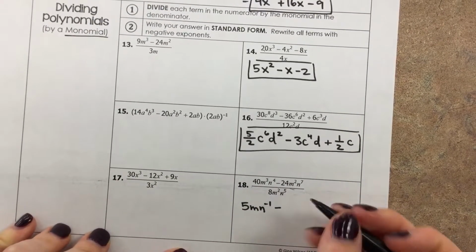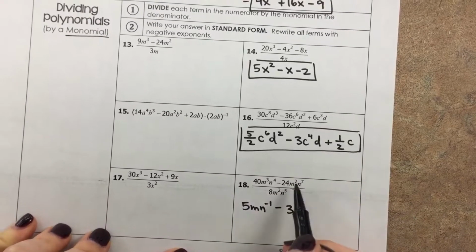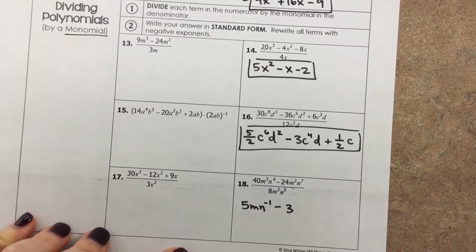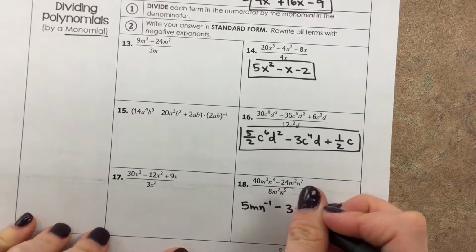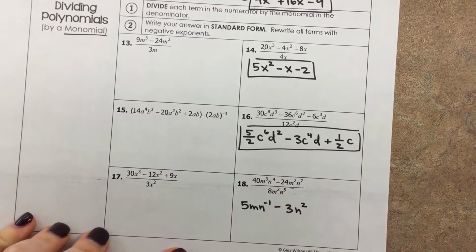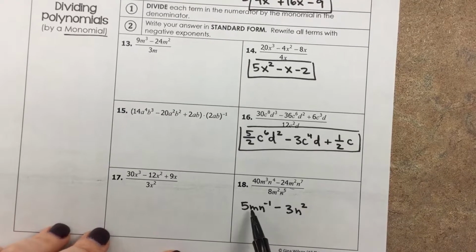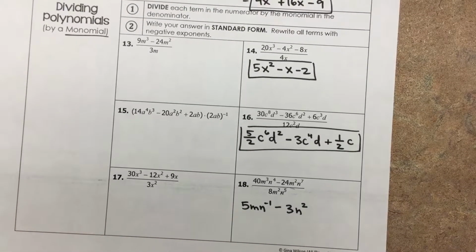Minus 24 over 8 is 3. M to the 2nd over M to the 2nd cancels. And N to the 7th over N to the 5th, when you subtract, you get N to the 2nd. So standard form means we look at the M's. This has an M, this doesn't, so it is in standard form.